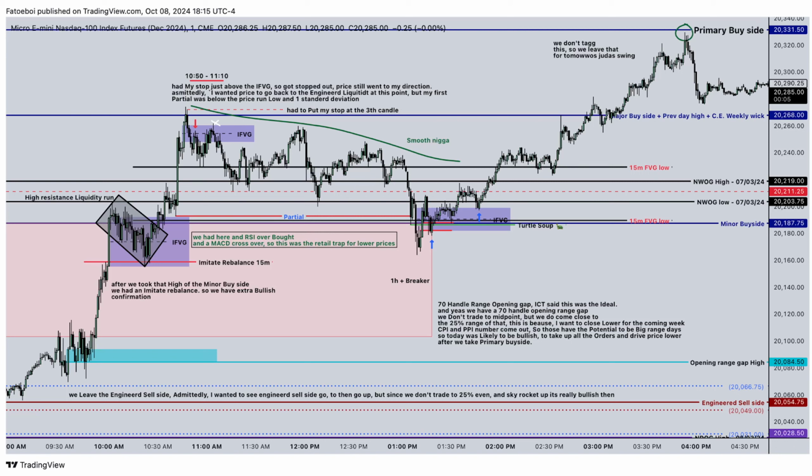We didn't even take out engineered sell side. We didn't even trade it down to the midpoint of that opening range gap. High conviction of bullish conditions, which is strange when my weekly bias is bearish. So it's an ideal position tomorrow to position in short positions and have extremely high runs to take out all the people that were long today.